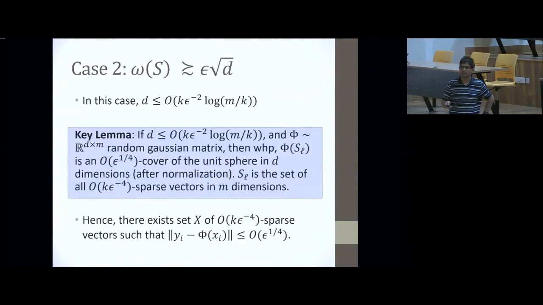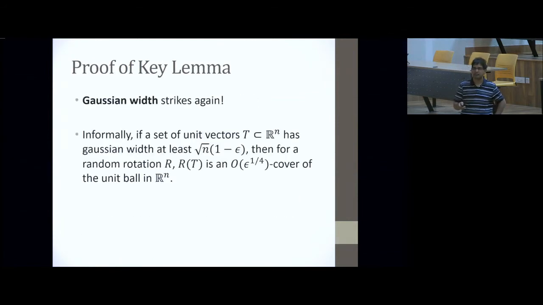In one slide, why this lemma is true. So you use Gaussian width again, okay? And the point is that if a set of unit vectors has high Gaussian width, so now we are using sort of the flip side. So if a set of unit vectors has high Gaussian width, then for a random rotation, you can rotate this set T so that it becomes a cover of the whole ball.